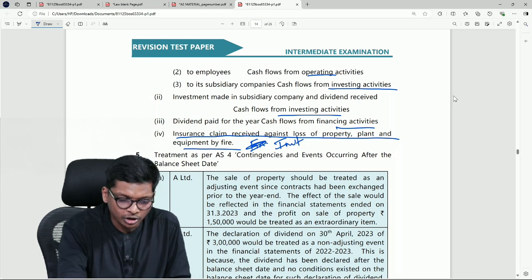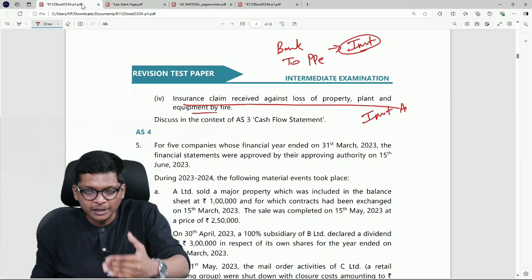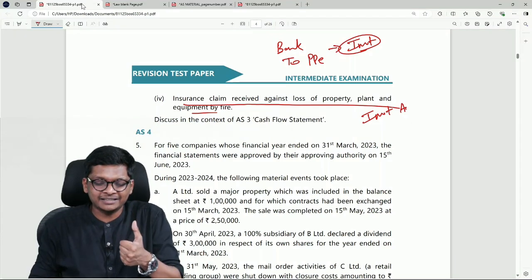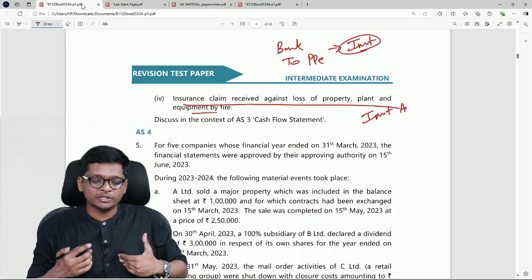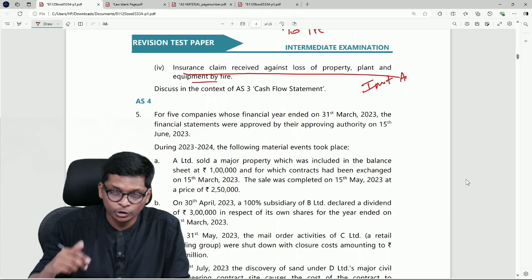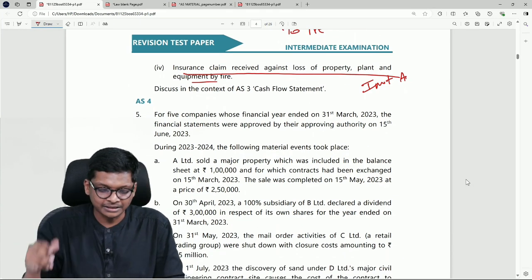The logic is very simple. If you sell PPE, you get the money, it's investing. Here instead of selling, it got destroyed, so you got the money from insurance. So it is an investing activity. You have invested on the risk that can happen.